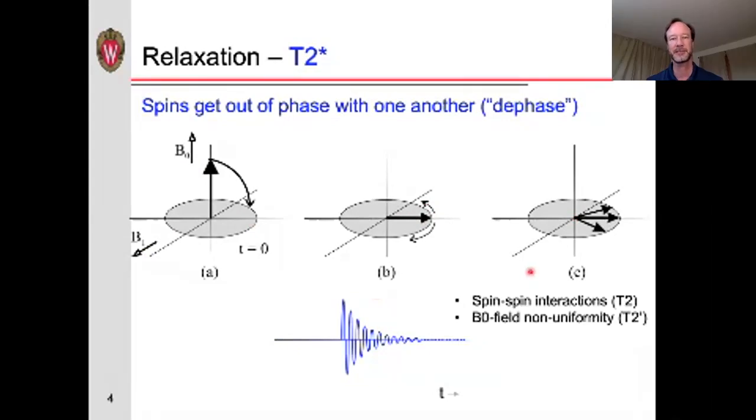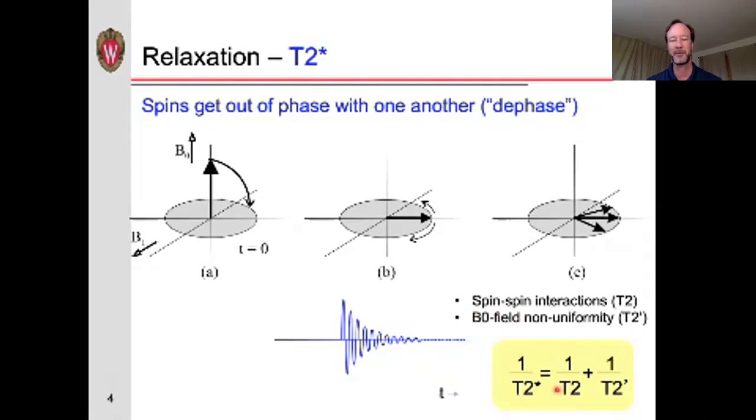Now, actually, the spins experience slightly different magnetic fields for two reasons. First being the spin-spin interactions, and the second being more macroscopic non-uniformities in the magnetic field, or the B0 field. And as a result, what we actually have is what we call T2 star decay. That is, the relaxation rate, 1 over T2 star, is the sum of the relaxation rate due to the T2 time constant and the relaxation rate 1 over T2 prime due to the more macroscopic magnetic field non-uniformities. So if we wanted to create an image just of T2, not of T2 star, how would we do that?